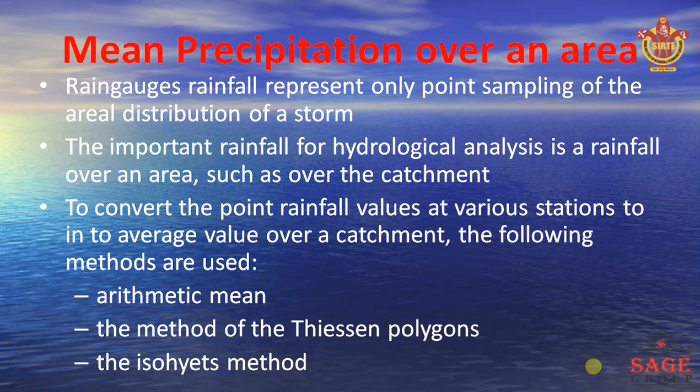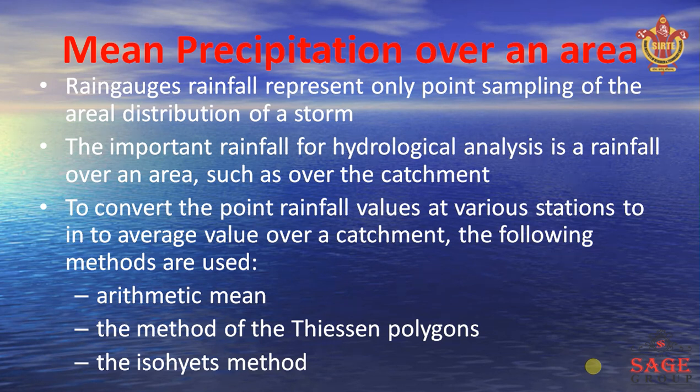Let's go on to the topic, mean precipitation over an area. Rain gauge rainfall represents only a point sampling of the areal distribution of a storm. The important rainfall for hydrological analysis is the rainfall over an area, such as over the catchment. To convert the point rainfall values at various stations into an average value over a catchment, the following methods are used. The three main methods are the arithmetic mean method, the method of Thiessen polygon, and the isohyetal method. Using these methods we can find the mean precipitation over a catchment.